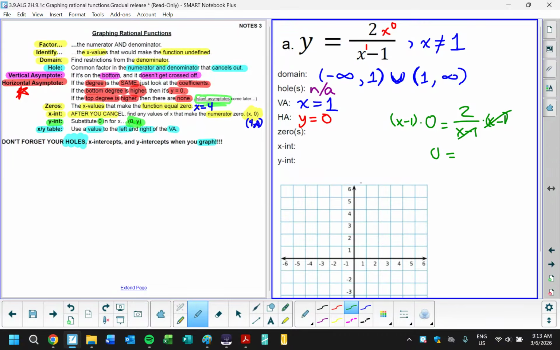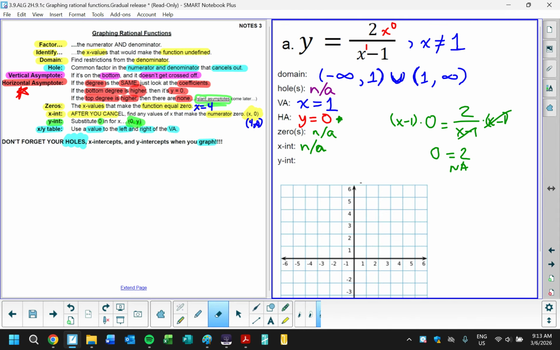But we end up with 0 times anything is 0, and 2, and that's just not going to happen. So in other words, there are no x-intercepts here. We're going to write not applicable for the zeros and the x-intercepts, which kind of makes sense because remember, we said there's going to be an asymptote at 0.